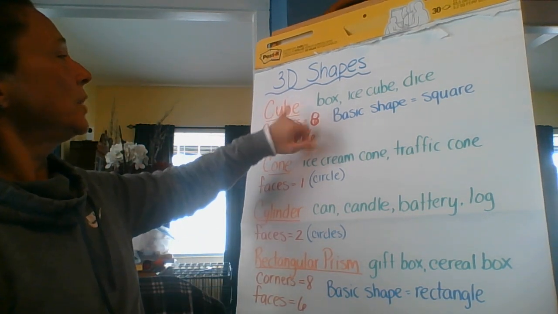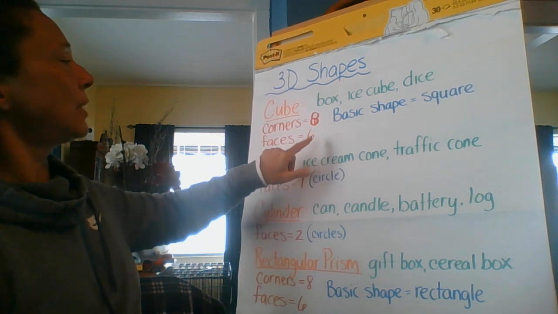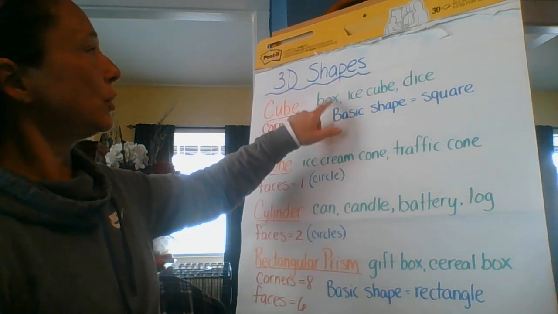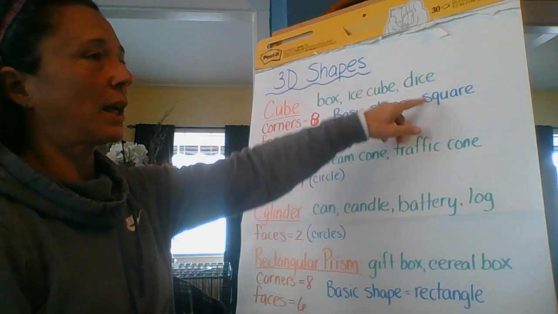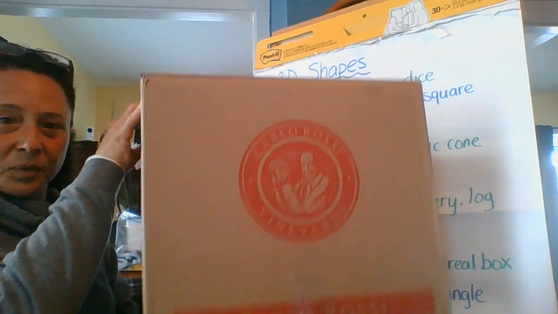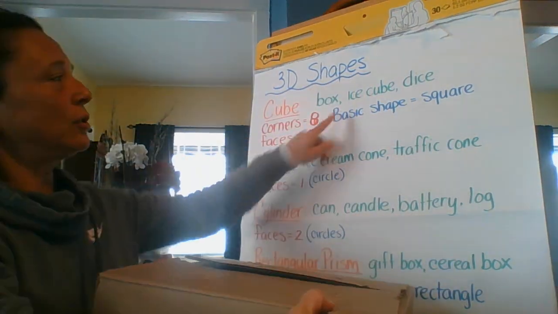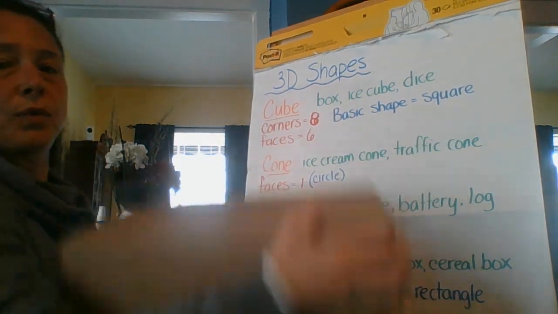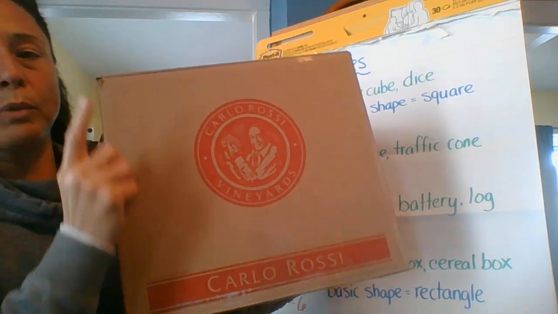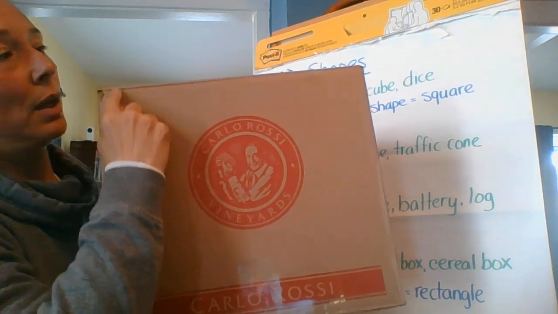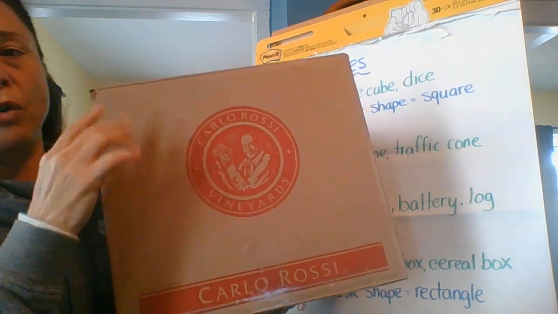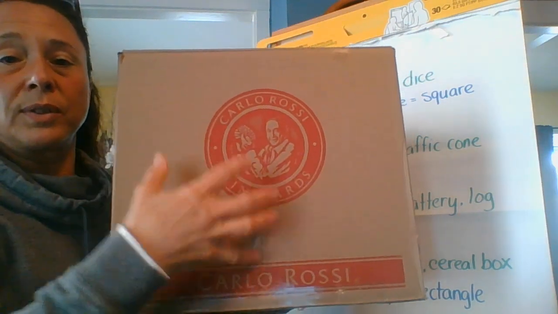It's a cube, and it has 8 corners and 6 faces. You can have a box, an ice cube, dice. So this is a cube. The shape that it's based on is a square. If you look at this box, remember a square has 4 equal sides: 1, 2, 3, 4. They're all the same size. So this is the square.